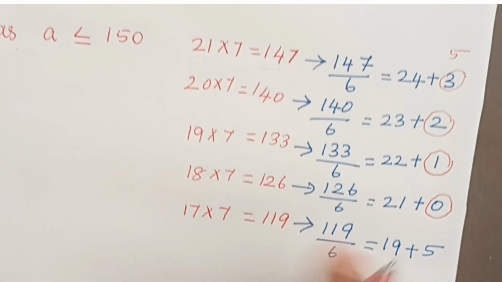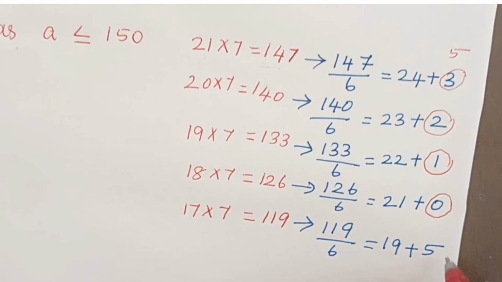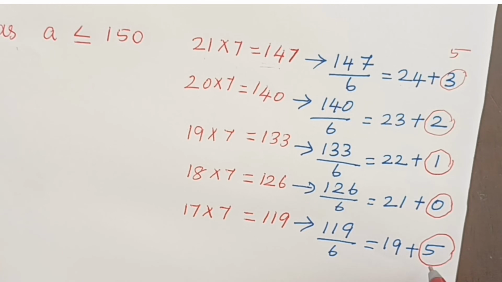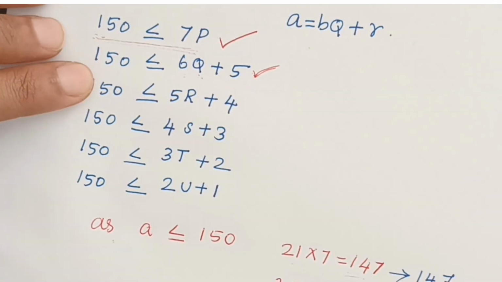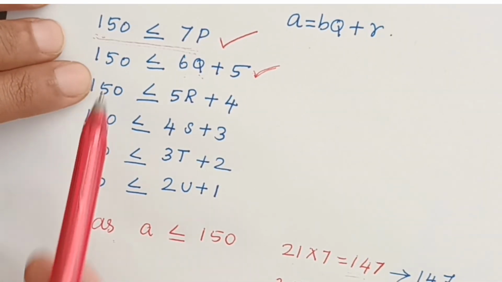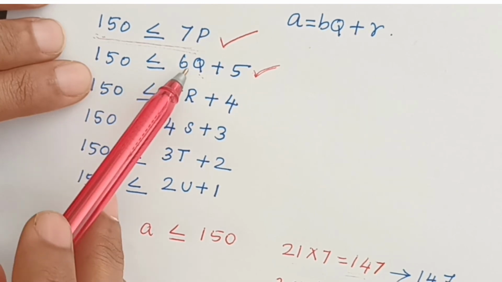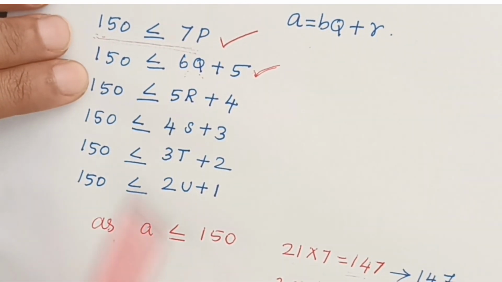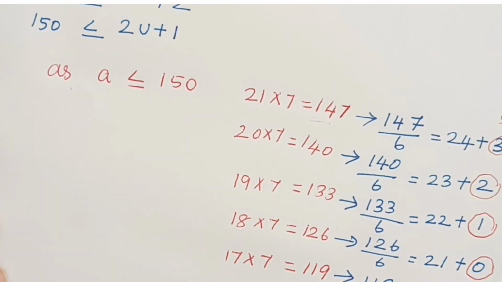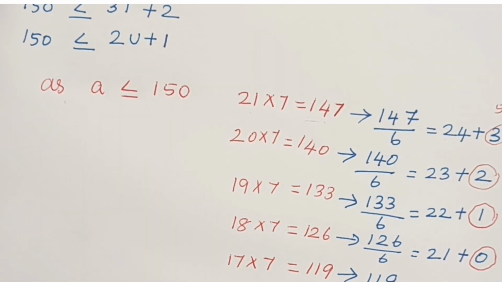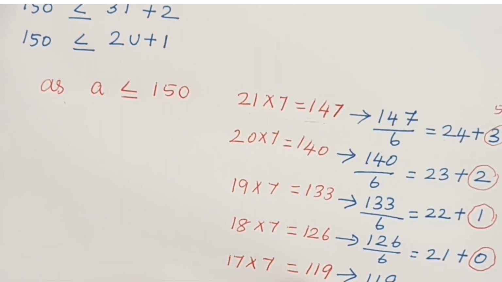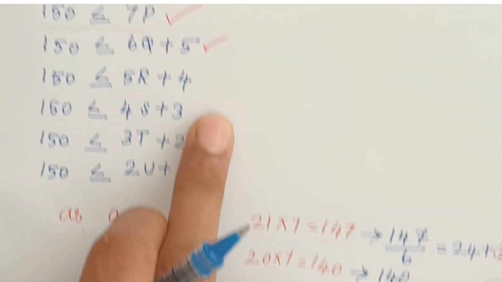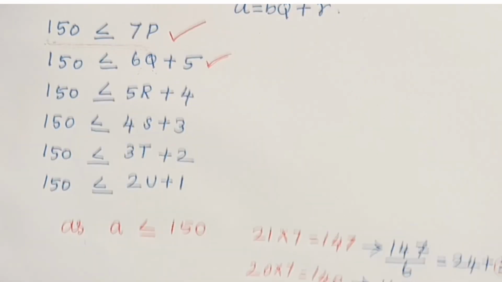Here we got the remainder as 5. So we can check now that 150 is less than or equal to 6q plus 5. This 119 satisfies our requirement. If we divide 119 by 6, we get the remainder as 5. Let us check whether this 119 will satisfy the other criteria.